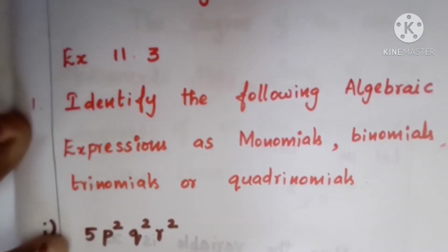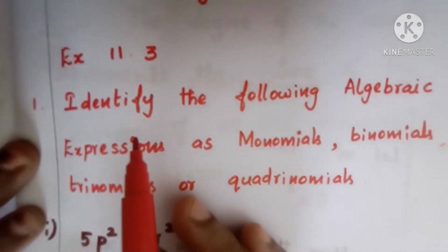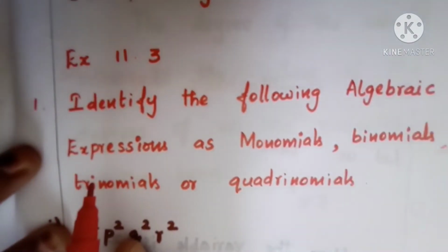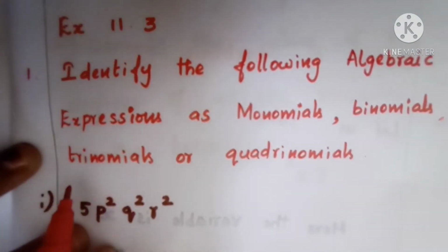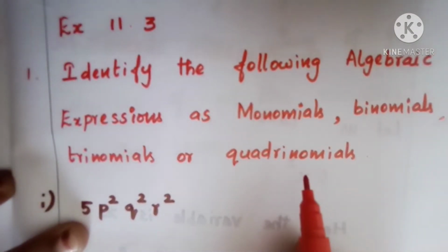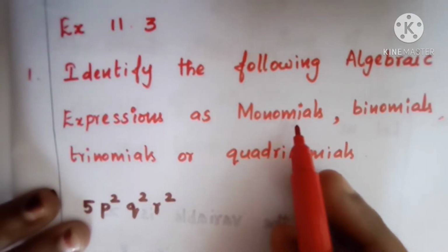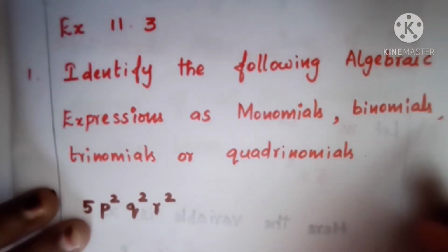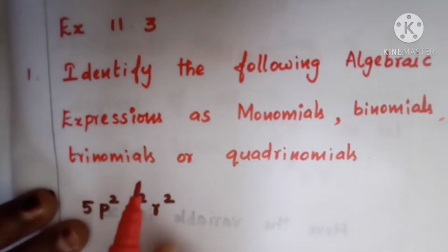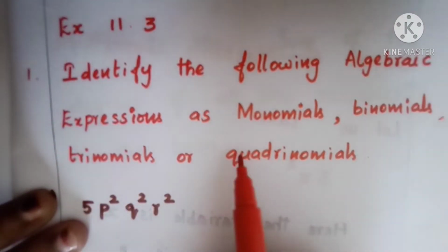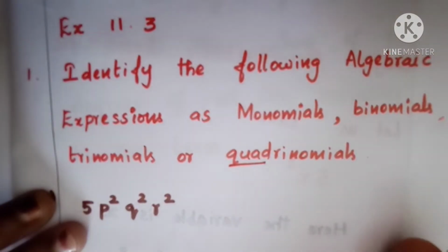Then exercise 11.3. Identify the following algebraic expressions as monomials, binomials, trinomials or quadrinomials. Monomials means it has only one term. Binomials means it has two terms. Trinomial means it has 3 terms, and quadrinomial, quad means 4. It has 4 terms.